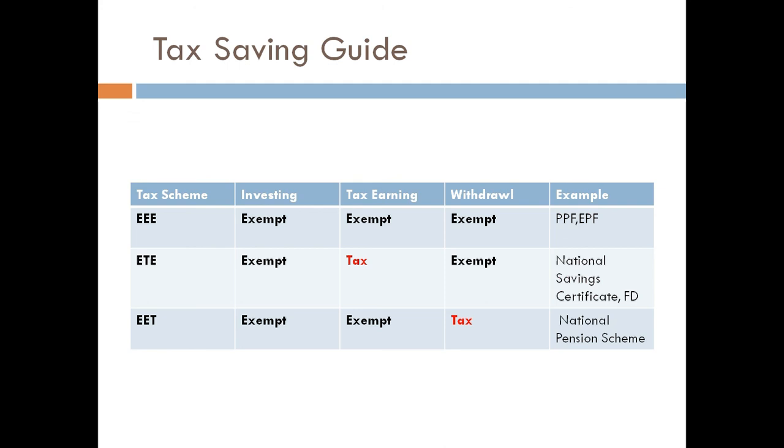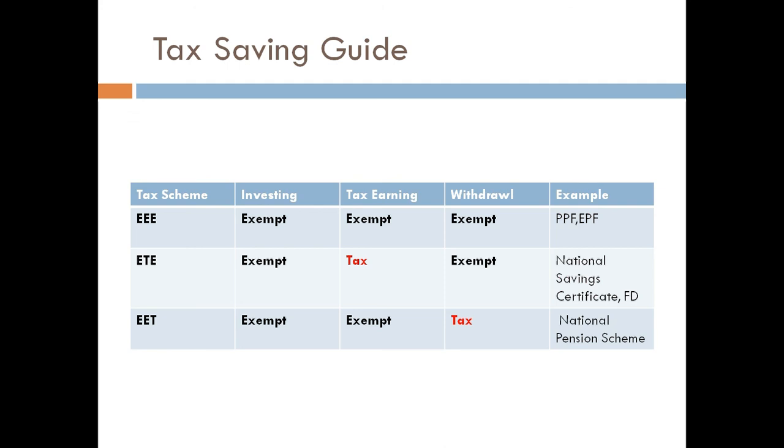And when you withdraw at the end of, suppose, 3 years, 5 years, whatever interest you have earned over the period of 3-4 years, and whatever amount is present in your PPF or EPF account, all the amount would be exempted from tax. So this is a triple E scheme. Under that, a few examples, as I mentioned, are PPF and EPF.